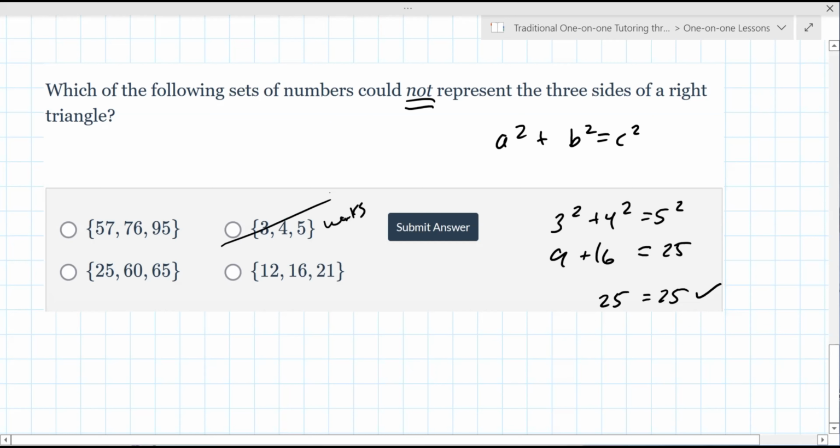What do you think we should try next? Do any of these numbers look odd to you that might not work? 76, yeah, let's try that one. Let's try 57 squared plus 76 squared equals 95 squared. Do you have a calculator handy to try that? Okay.